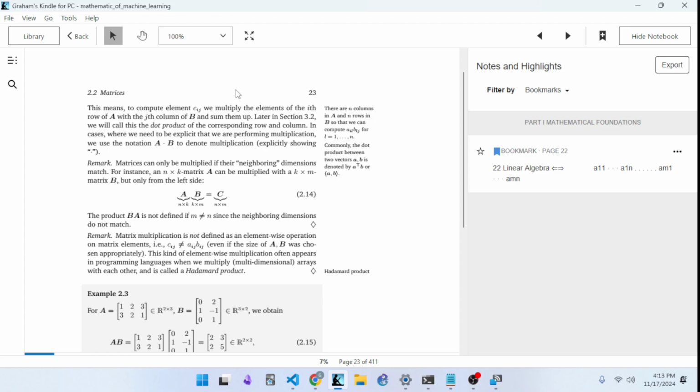So I've definitely heard of the term dot product before. There are n columns in A and n rows in B, so we can compute that. Commonly, the dot product between two vectors A, B is denoted with this T symbol, or like that.